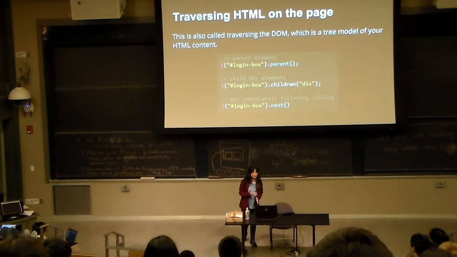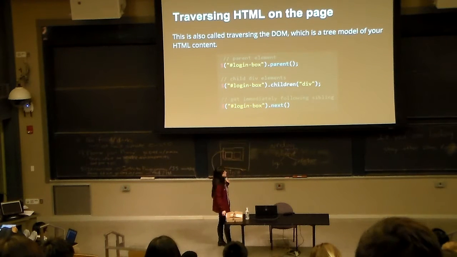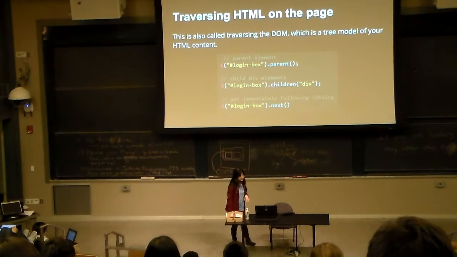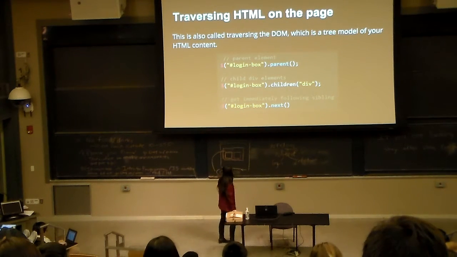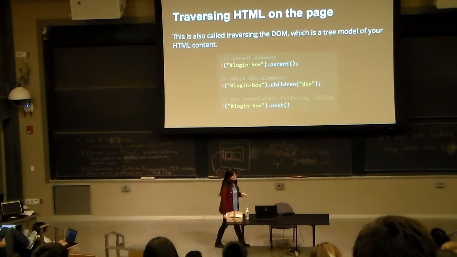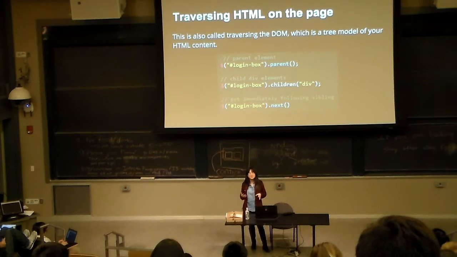So in this example, the first one, login box parent, would be content. Login box children, it actually has no children right now, but if there were divs inside of it, that's what it would return. And login box.next returns the immediately following sibling. So in the content div, you have login followed by info text. So this would return the info text div. It returns them as jQuery objects, which are essentially the same as HTML elements, but you can call jQuery functions on them.